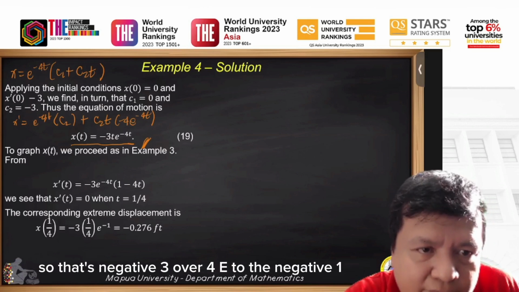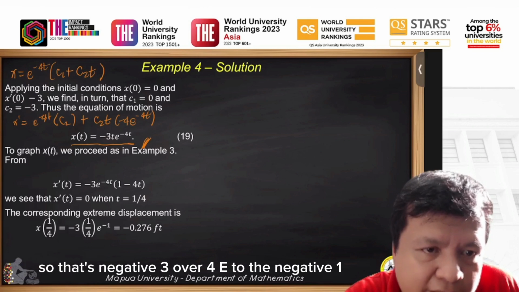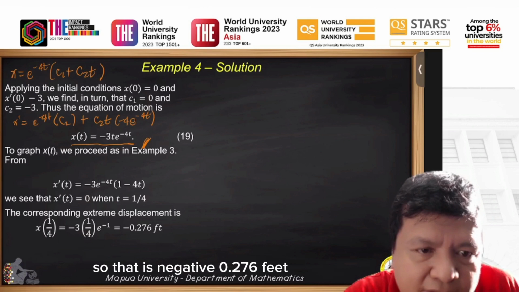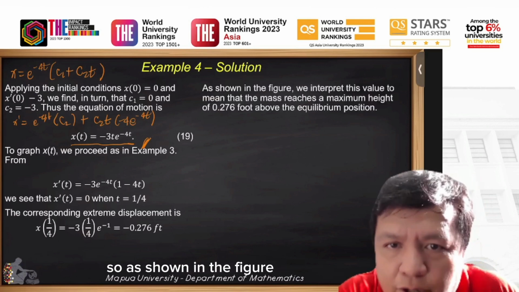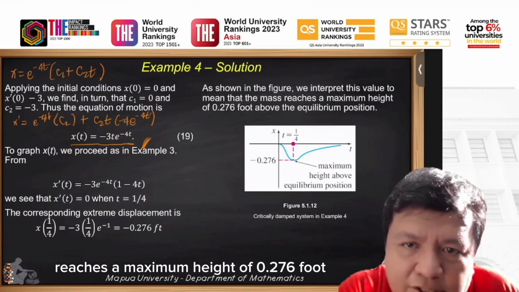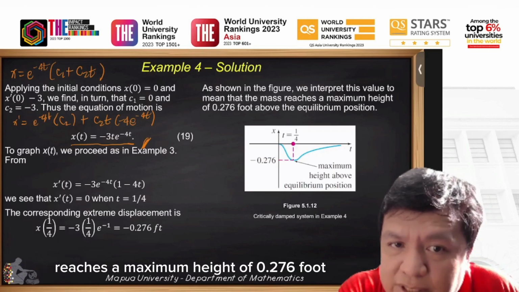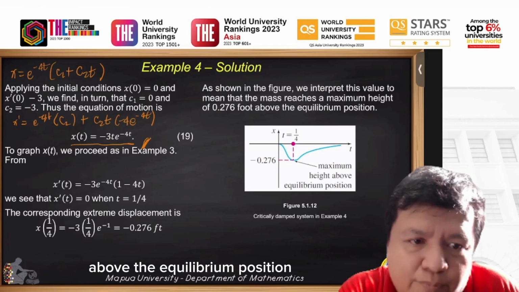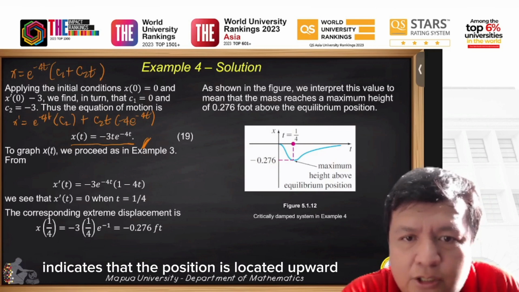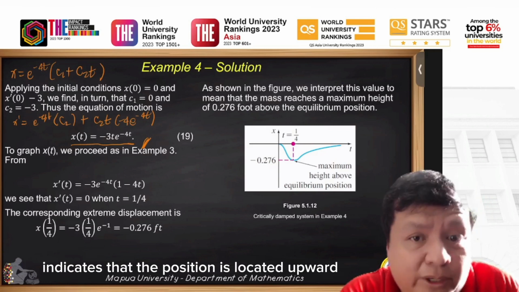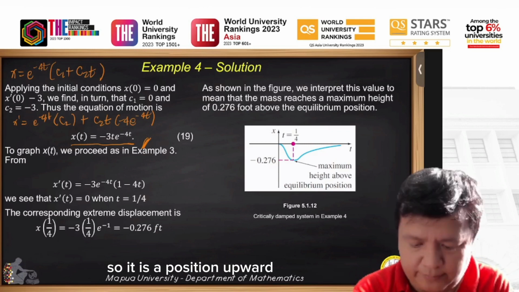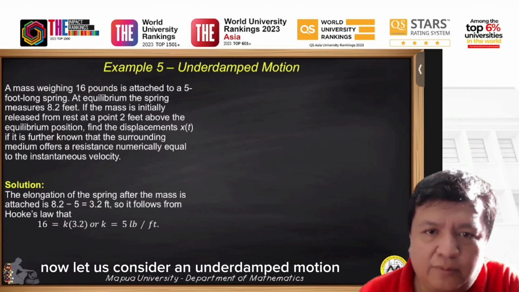So that's negative 3/4 e to the negative 1, so that is negative 0.276 feet. As shown in the figure, we interpret this value to mean that the mass reaches a maximum height of 0.276 foot above the equilibrium position. The negative value indicates that the position is upward.